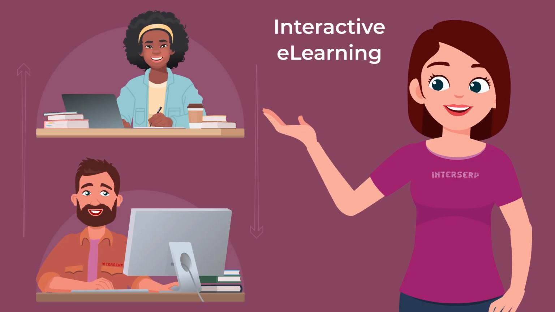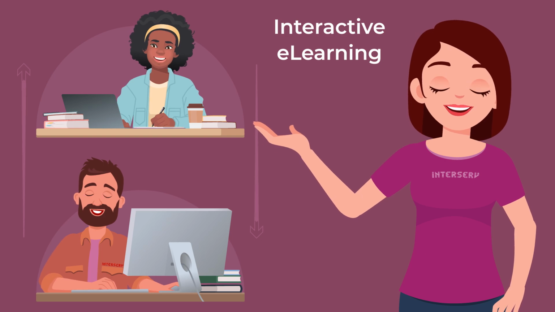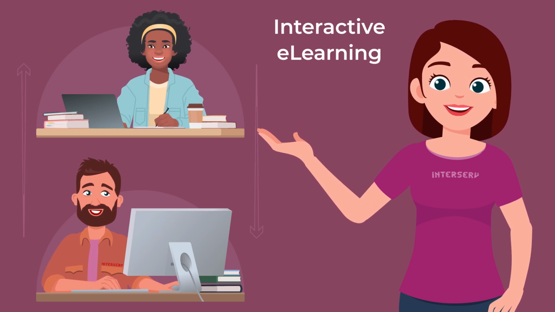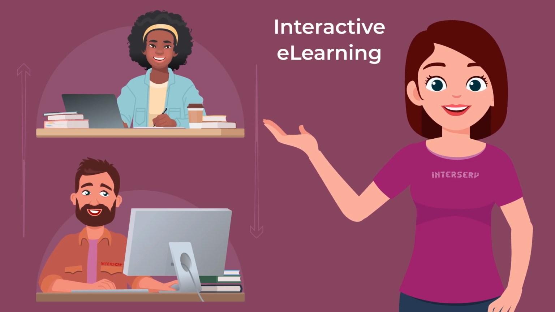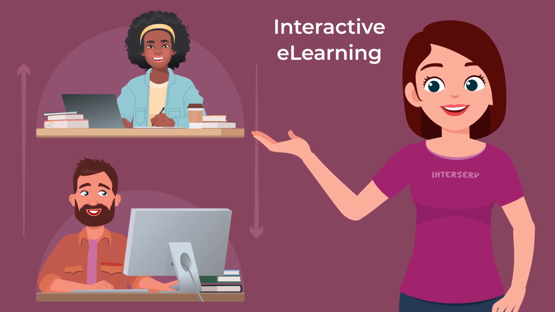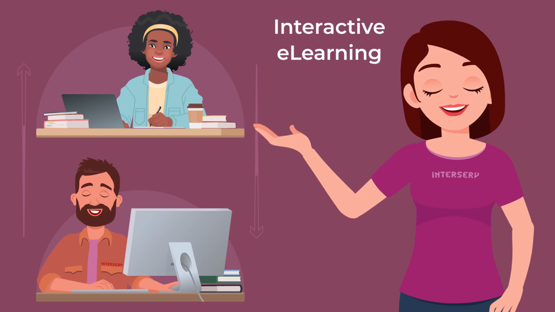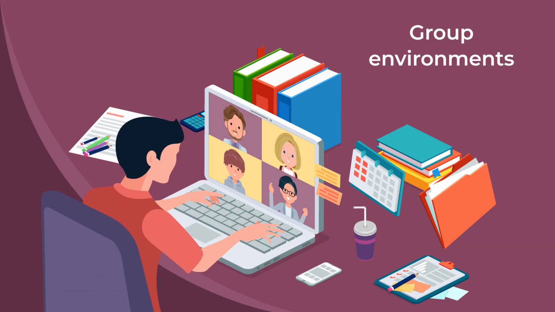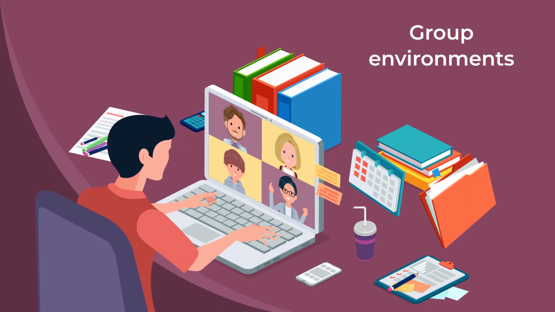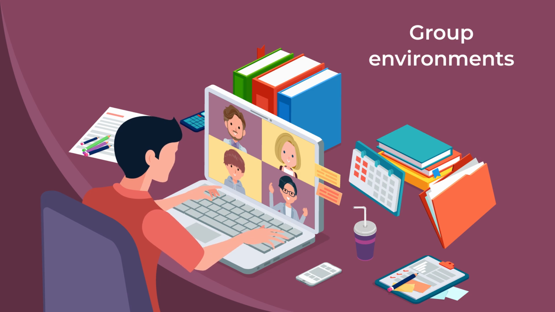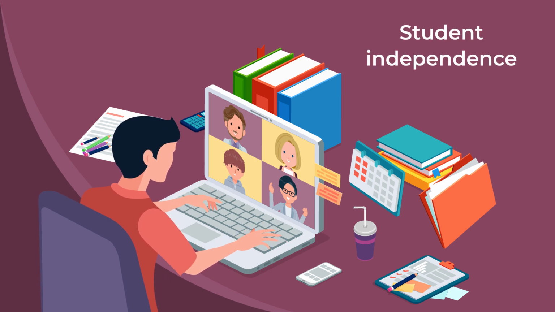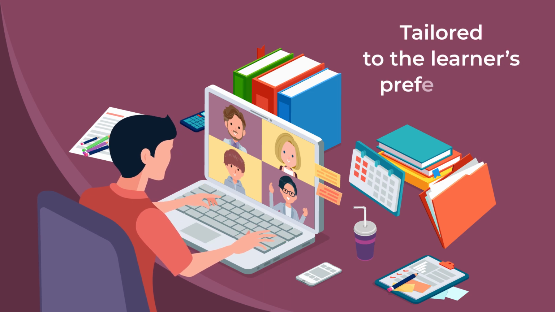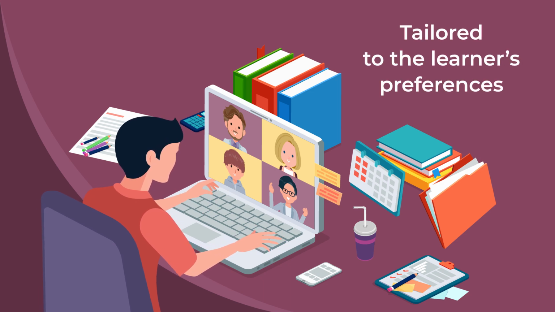On the flip side, interactive e-learning allows an open line of communication between teachers and students. Based on this two-way feedback, both parties can change their teaching and learning processes as they see fit. This style of e-learning works well with limited, close-knit group environments and helps to foster student independence as they have a say in their learning. It is also more tailored to the learner's preferences, allowing for greater engagement.